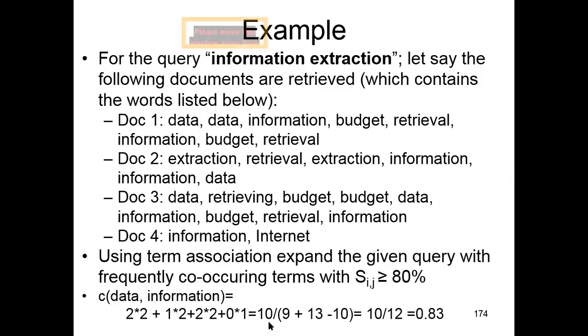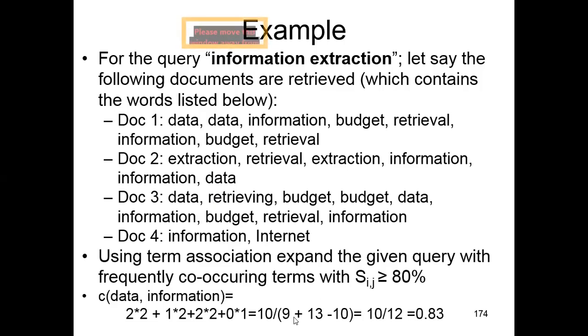10. This we have to divide by the co-occurrence of data with itself in each of the documents plus the occurrence of information with itself. Looking at document 1, the co-occurrence of data with data is 2 times 2, 4, plus in document 2, 1 times 1, 1, plus 4, 5. In the third document, 2 times 2 is 4, 4 plus 5 is 9. In document 4, there is no co-occurrence.